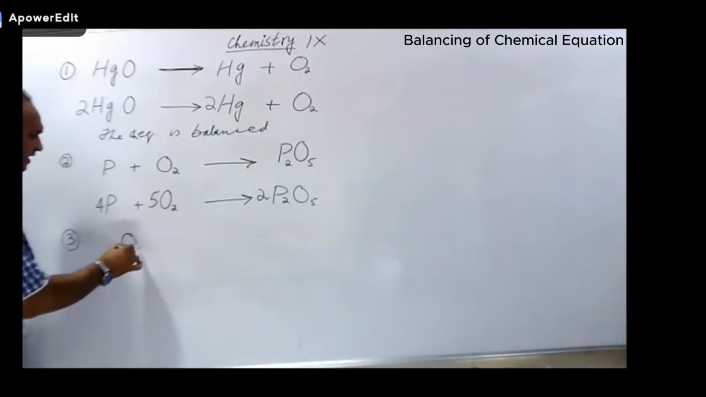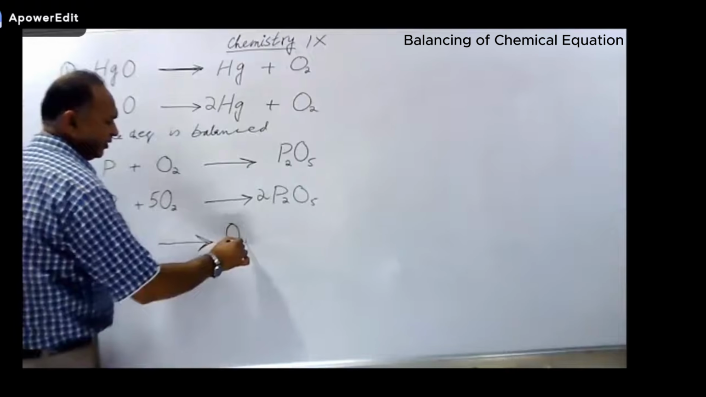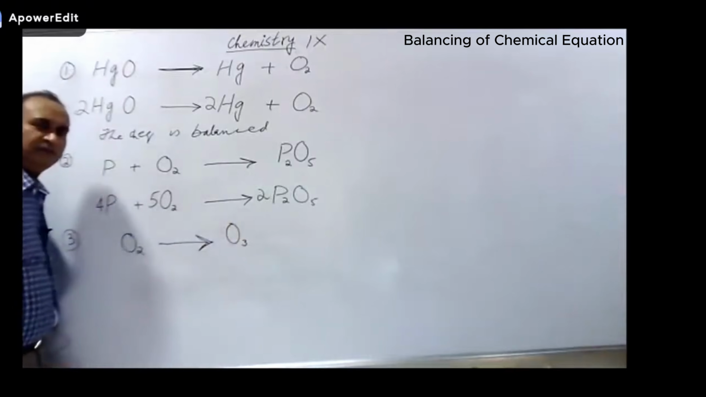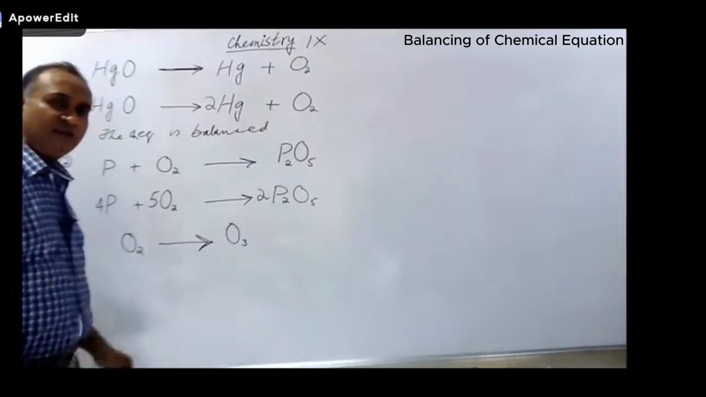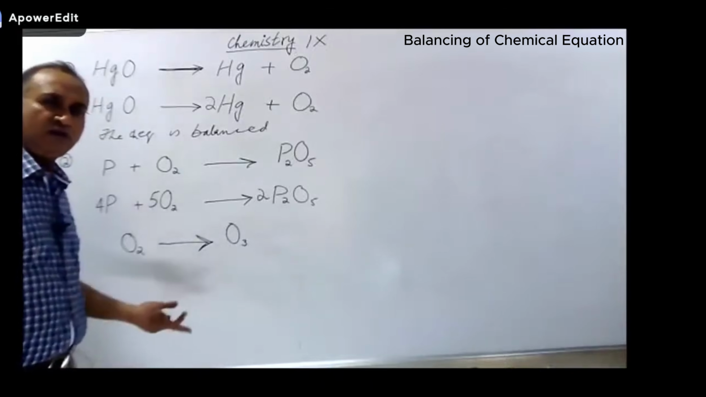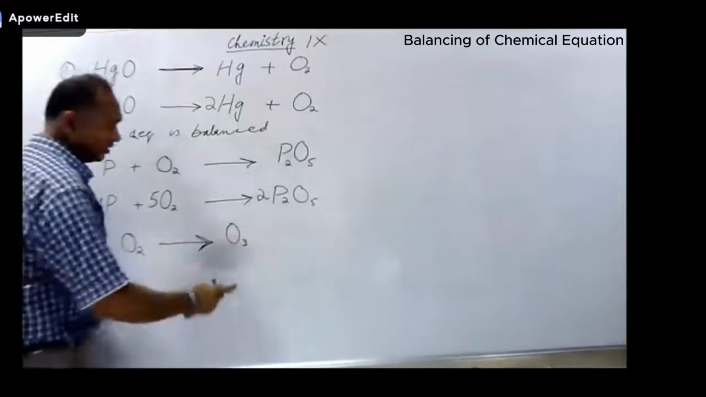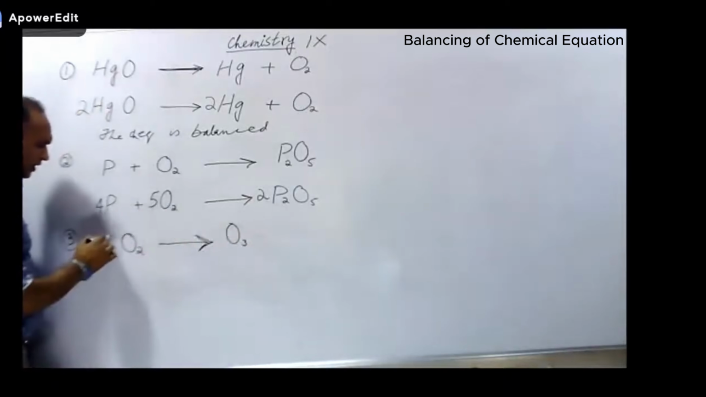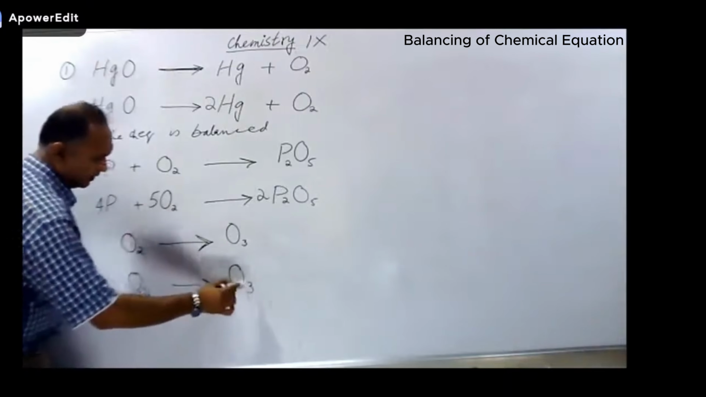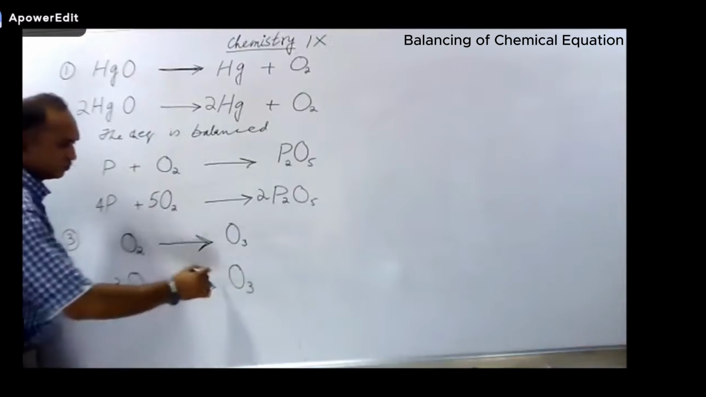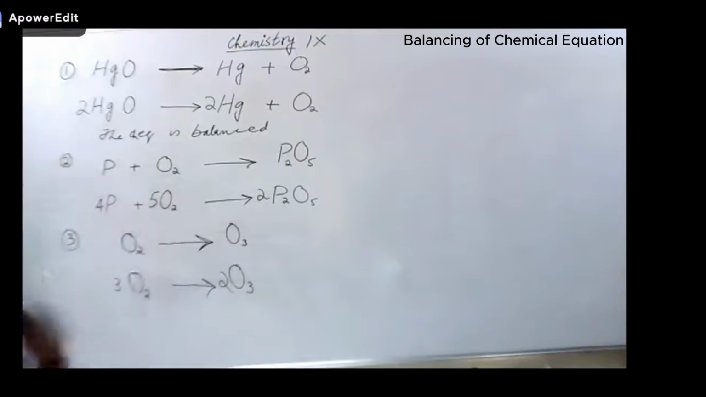This one I did yesterday, repeating right now. How can we balance? I gave a tip yesterday. If you see consecutive numbers like 2, 3, 3, 4, 4, 5, then interchange their positions as coefficients. So 3 would be written over here. See in the answer. 3 over here, 2 over here, 3 twos are 6 oxygens, 2 threes are 6 oxygens.